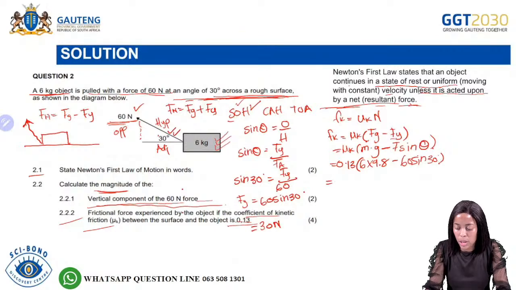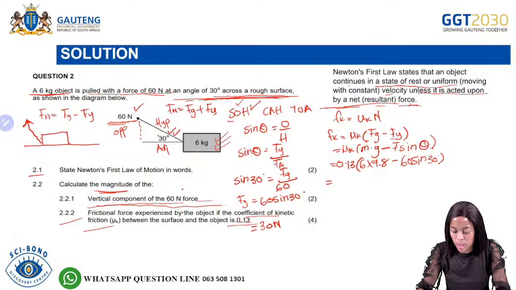So from there, you can then use your calculator. 60 sine 30 degrees multiplied by, okay. So for the kinetic friction, I am getting 3.74 Newton. Let me just quickly calculate again, just to verify.